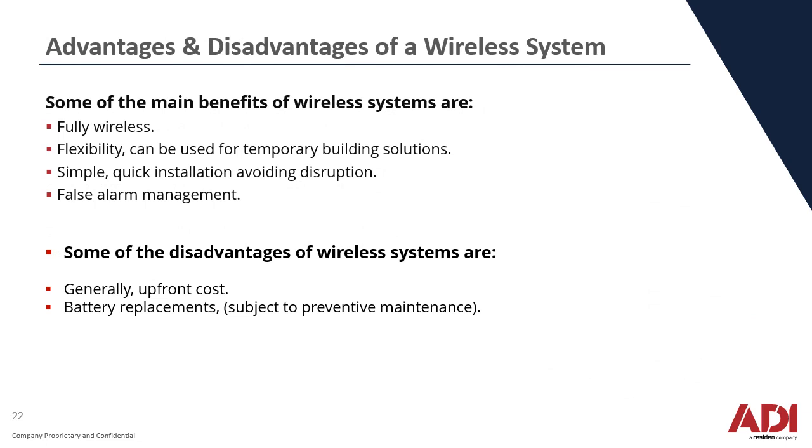Some of the main benefits of wireless systems are the flexibility and quick installation time, combined with false alarm management features. However, upfront costs of the equipment and battery replacements should also be considered, and it is recommended that a radio survey be carried out before installation to ensure adequate signal strengths can be obtained.